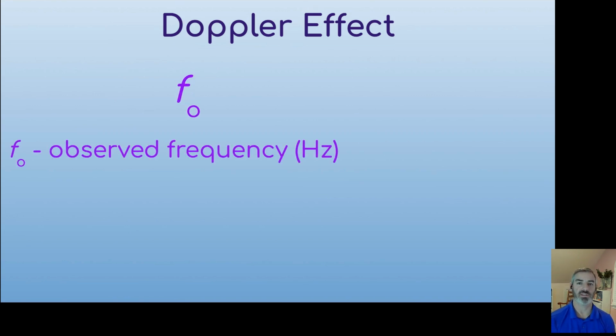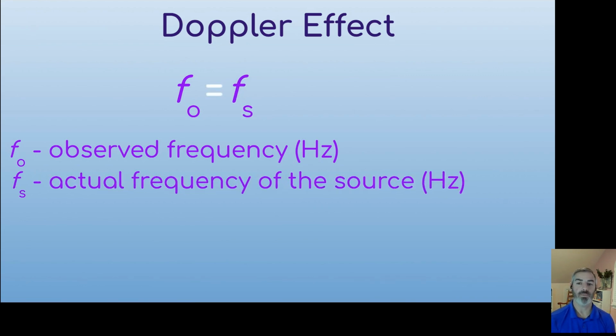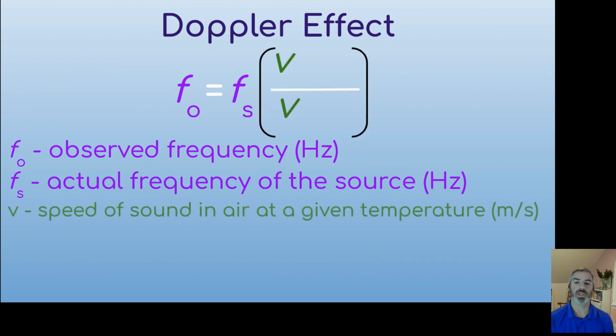Now, to calculate the observed frequency with the Doppler effect, so that's the frequency we heard from the car horn, we can take the source frequency, which is the actual frequency that would be heard if the source was stationary, and we can multiply it by the speed of sound in air in the numerator and denominator.